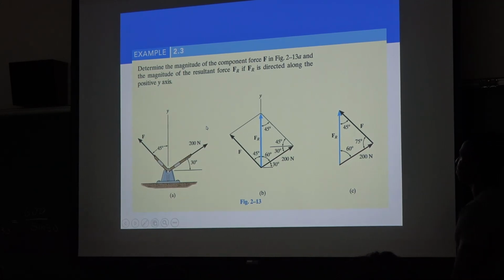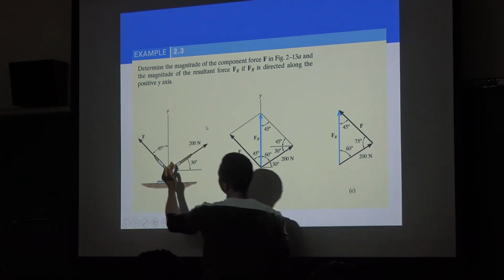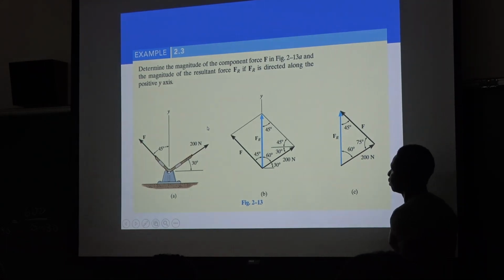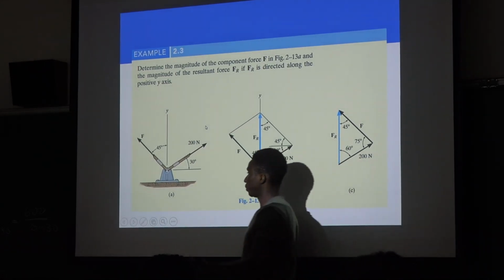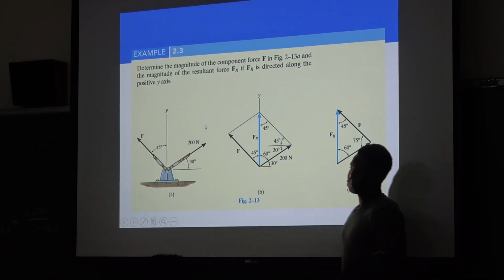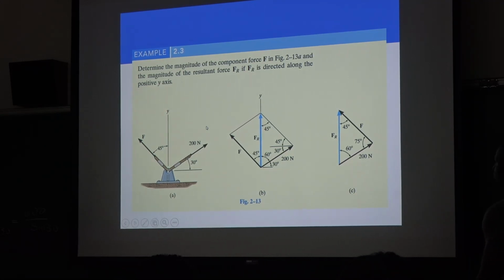Okay, so here we have another one. It says determine the magnitude of the component force F in figure 2-13A, and the magnitude of the resultant force if Fr is directed along the positive y-axis. So it is telling us that the resultant should be here, along the positive y-axis, right? So if it is along the positive y-axis, what can we do? We can easily just move this to here, okay? And then we can have a triangle, and then we can easily use the triangle law to solve the problem.